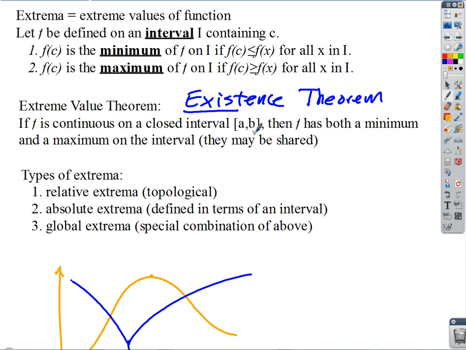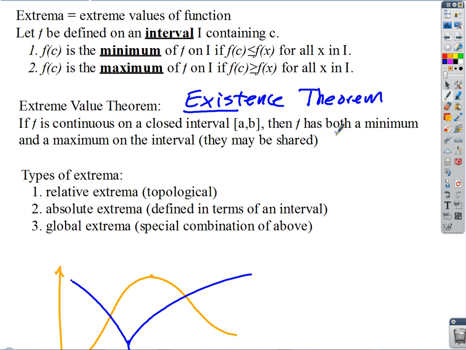Include the endpoints. So I'm putting my pen down at x equals a, I'm going to draw on the board till I get to x equals b, and then I can take it off. Okay? Then, if that's true, so if I've got this function I can draw continuously on the board from a to b, then f has both a minimum and a maximum on the interval. Well, duh, it has to, doesn't it?